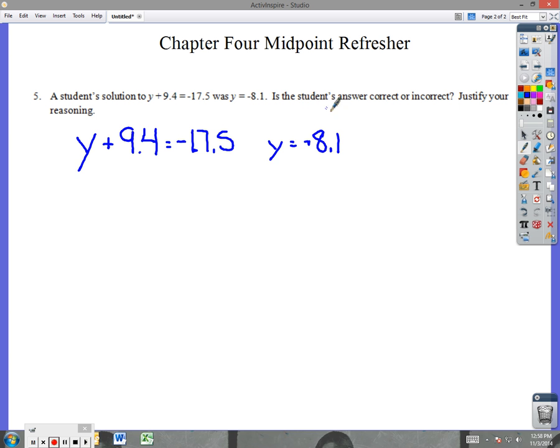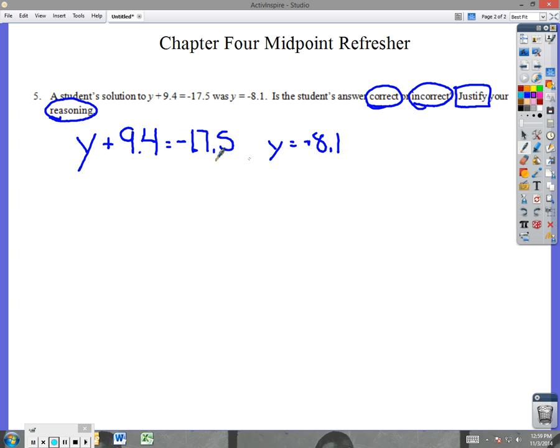Now what I want to do is say, is this person's answer correct or incorrect? I must justify, there's my verb, justify my reasoning. What that means is I probably should show work to validate whether I believe it's incorrect or correct. Let's just solve this like an equation and see if we do get this answer. All right, let's take a look.